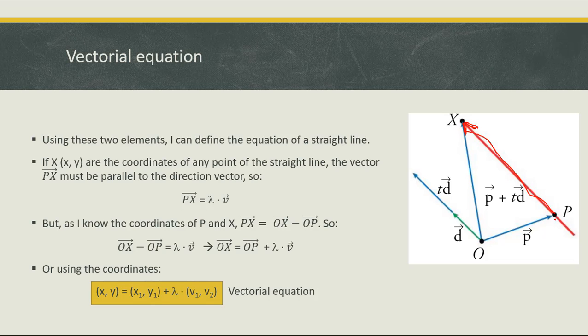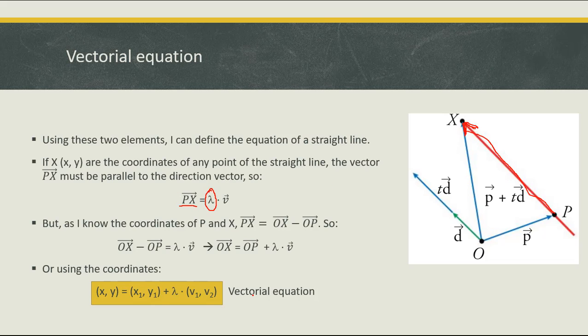How can I write the condition of being parallel? Being parallel means that one of the vectors must be an unknown number, a parameter, multiplied by the other vector. But again, as I know the coordinates x, y, I don't know the value of any of them, but I know them. I can use them as known to construct the vectors.